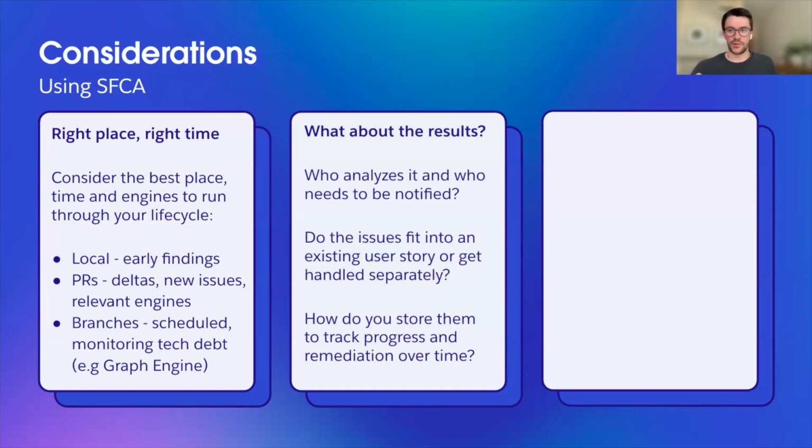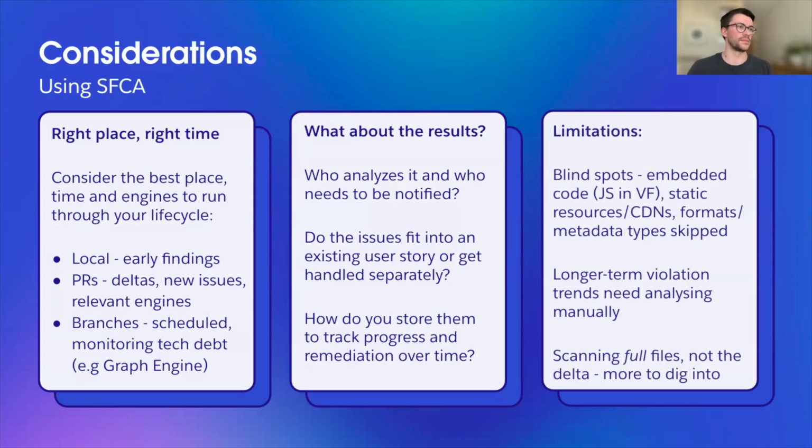So the results are an interesting one. We showed the HTML report, but who analyzes it and who needs to be notified? So does the ownership go back to the original developer to fix the problems, or does it go to a lead developer? Do the issues fit into an existing user story? So if you've got a 2-day user story and you've got 14 violations to fix, do you actually need to spin up a separate ticket to fix that? And then how do you store them and progress them over time? So they are just point in time snapshot reports. That pushes it onto you as the owner to say, how am I going to scan this over a longer period of time?